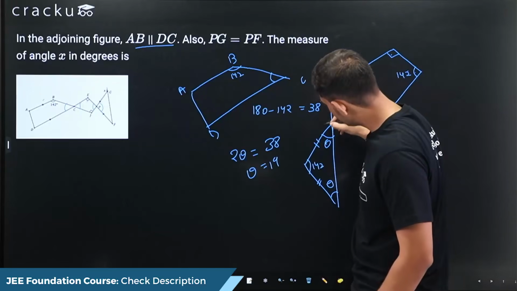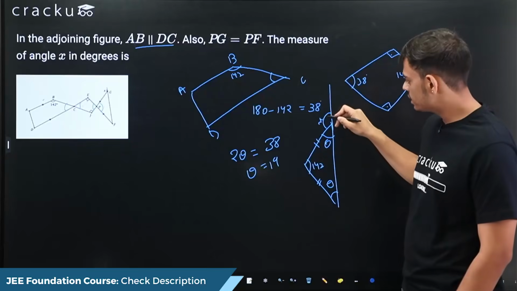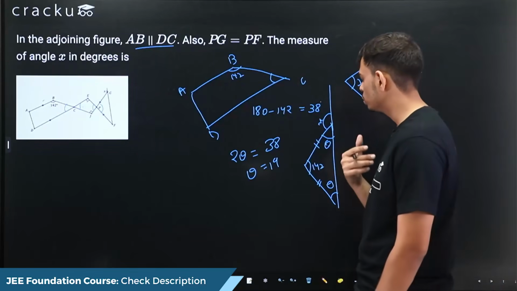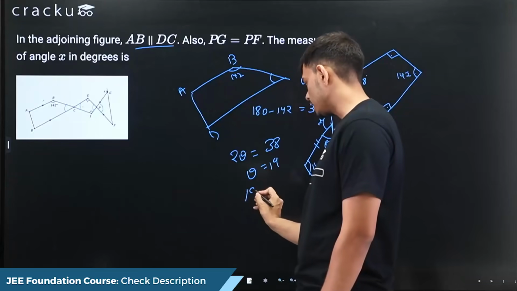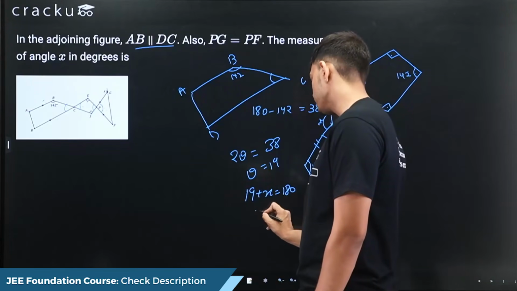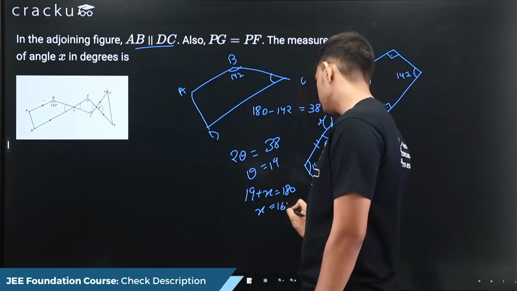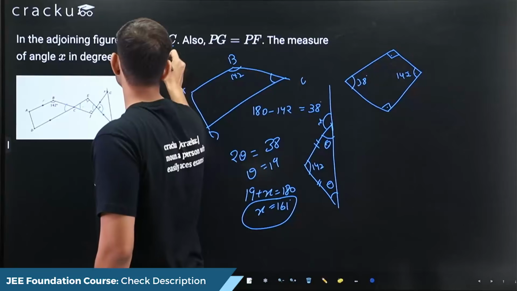I need to find this x. x is here, the exterior angle of theta, and these two angles lie on a straight line. So they will also sum up to 180 degrees. So theta plus x is 180, 19 plus x is 180, x will be 180 minus 19, which is 161 degrees. The answer for this question will be 161 degrees.